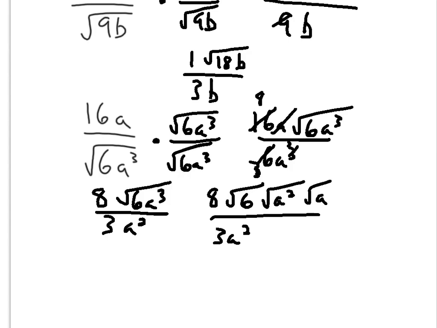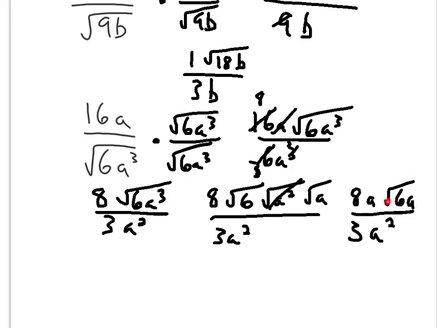Alright, well on top here, 8 doesn't simplify. I'm looking for things that do simplify here. Well, a squared simplifies to a. So I was able to simplify that. Okay, and then I've got two things under a radical that cannot be simplified anymore. So now, since neither one of these can be simplified, I'm going to take them and combine them into one radical and make it the square root of 6a. All over, the bottom stays untouched, 3a squared.